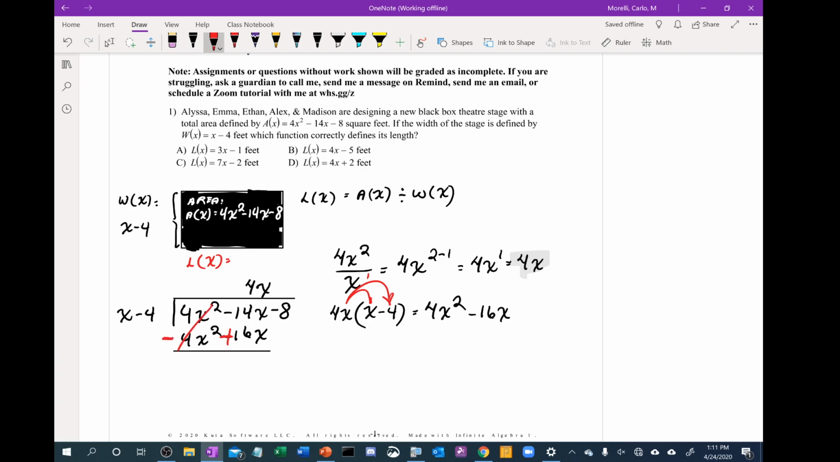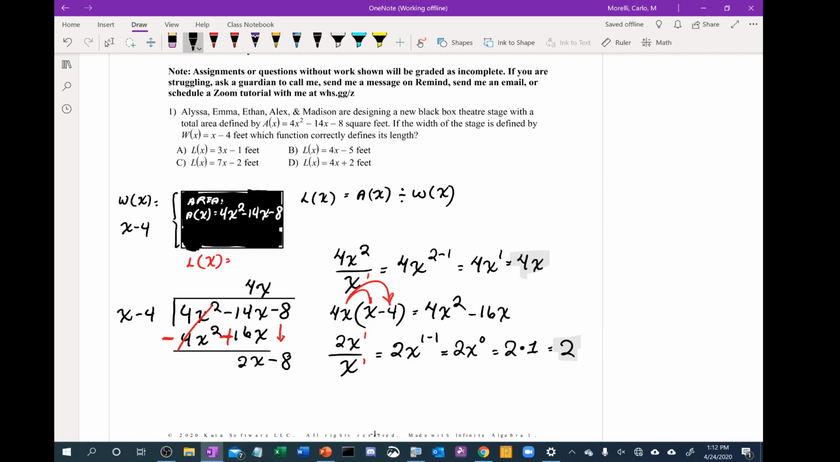The first terms cancel. Negative 14x plus 16x gives positive 2x, and we bring down the next dividend term, which is negative 8. Don't forget to bring down the sign with the term. And now we divide the first term of the dividend by the first term of the divisor. That gives 2x over x. Remember that there are 1s in these exponent sections. So we have 2x to the 1 minus 1, which equals 2x to the 0. X to the 0 is 1, so that's 2 times 1, which is just 2.